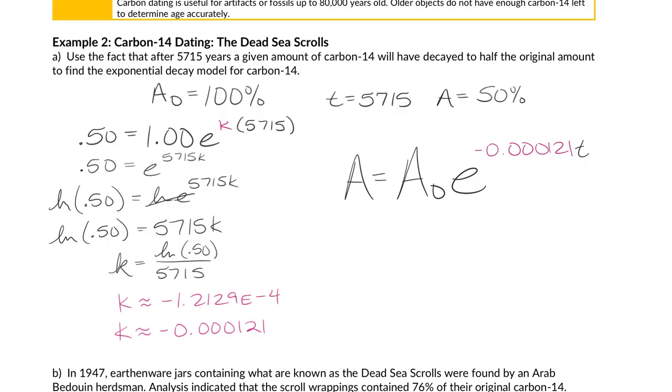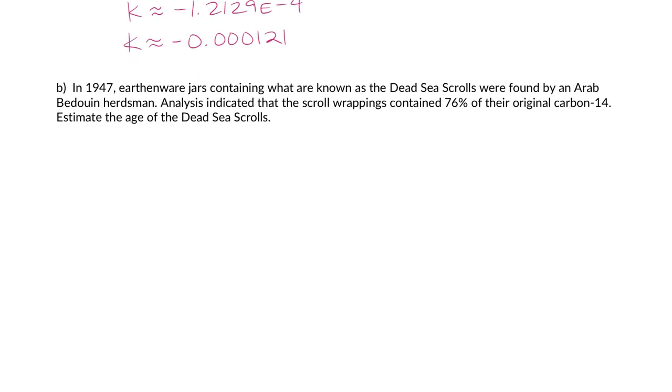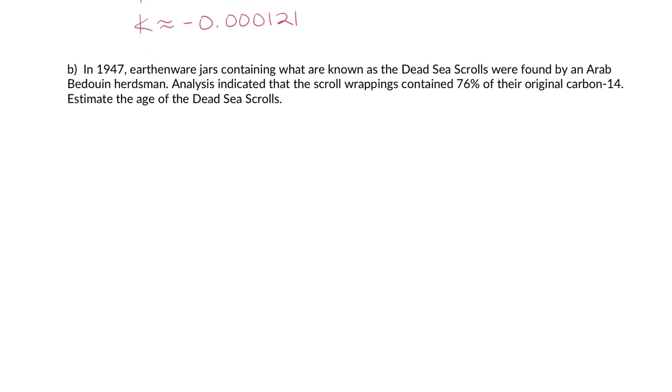Have y'all ever heard of the Dead Sea Scrolls? Do y'all know what that is? So in 1947, these earthenware jars, which is like clay jars, dirt jars, right? Containing what are known as the Dead Sea Scrolls, which are copies of the Old Testament, were found by an Arab Bedouin herdsman in like the hills. This actually happened. Scientists studied them, and they indicated that the scroll wrappings contained 76% of their original carbon-14.